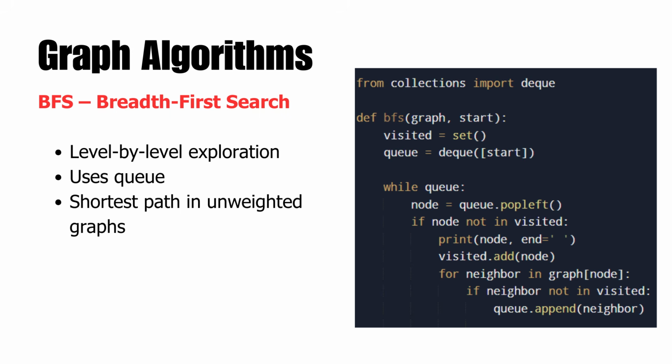BFS uses a queue to manage exploration. We begin by adding the starting node to the queue and marking it as visited. While the queue isn't empty, we remove the front node, process it, and add its unvisited neighbors to the queue. This ensures we visit nodes level by level, processing all nodes at distance k before visiting nodes at distance k plus 1.